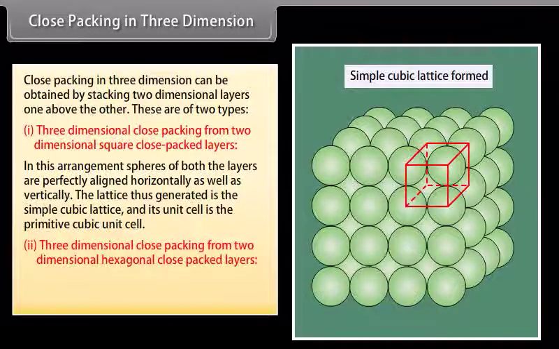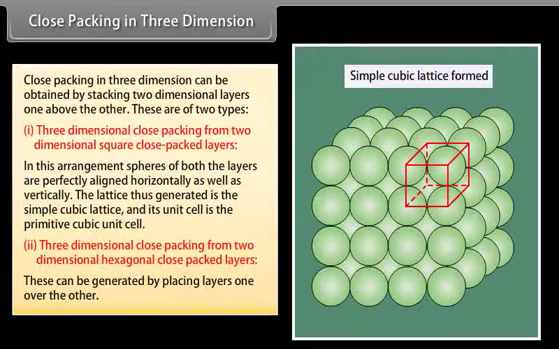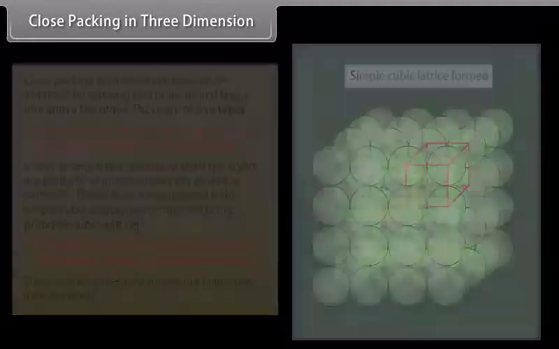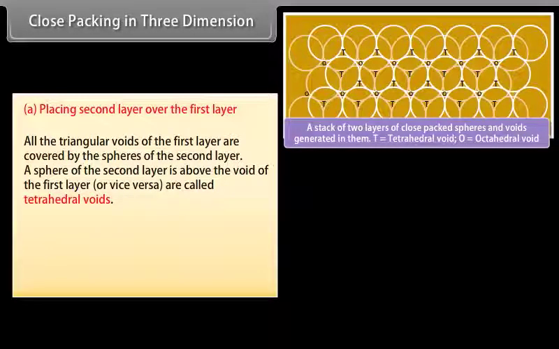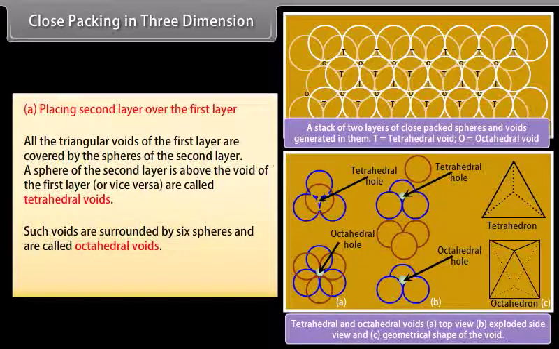3-dimensional close packing from the 2-dimensional hexagonal close packed layers. These can be generated by placing layers one over the other. A. Placing second layer over the first layer. All the triangular voids of the first layer are covered by the spheres of the second layer. A sphere of the second layer above a void of the first layer, or vice versa, forms tetrahedral voids. Other voids are surrounded by 6 spheres and are called octahedral voids.